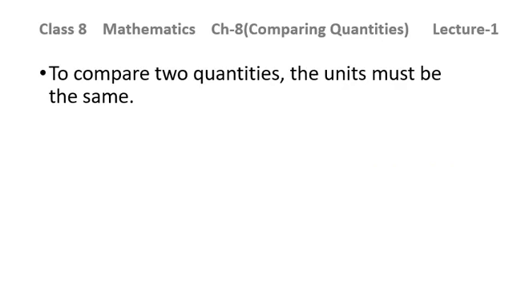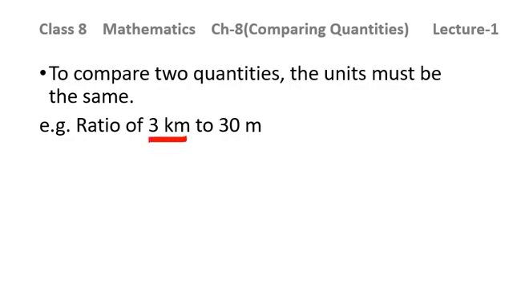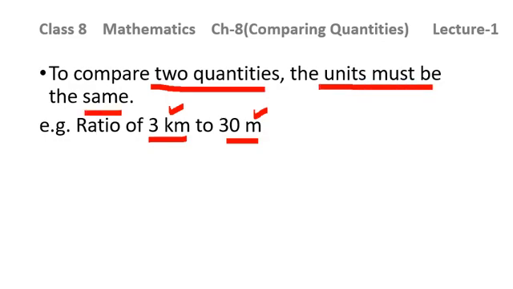So coming to the next point. The next point is that to compare two quantities, the units must be the same. If we need to compare any two given quantities, we need to make their units the same. For example, the ratio of 3 kilometers to 30 meters. Here this is given in kilometers and this is given in meters. As I told you, if we need to compare two quantities, their units must be the same. So we need to make their units the same.